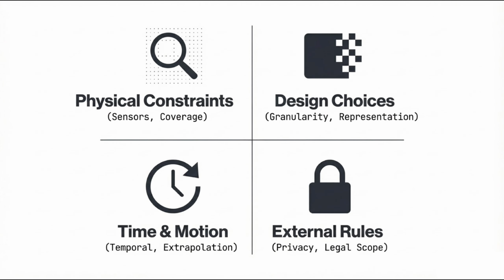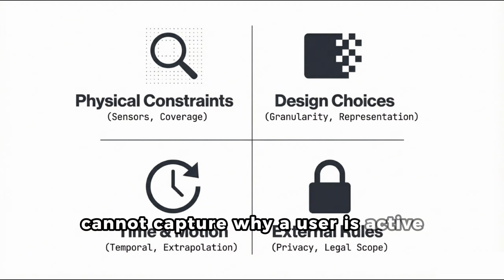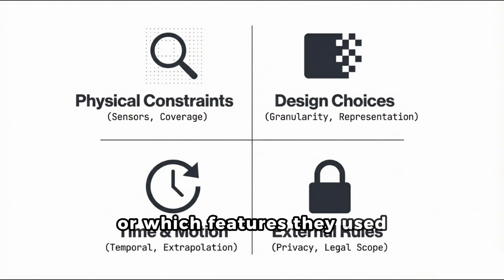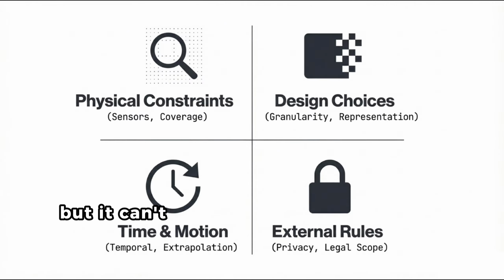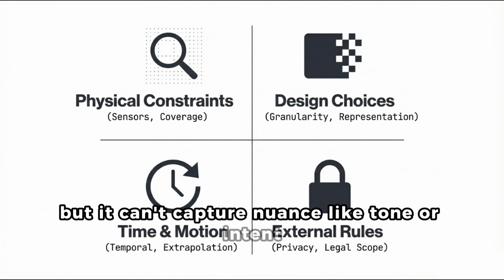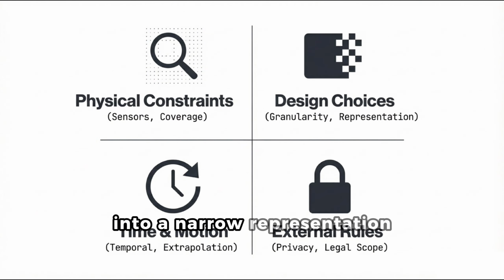Representational limits. Sometimes the data model itself cannot express what you care about. A single Boolean field, is_active, cannot capture why a user is active or which features they used. An integer code might represent dozens of categories, but it can't capture nuance like tone or intent. When your model compresses complex reality into a narrow representation, you've hit a semantic limit.